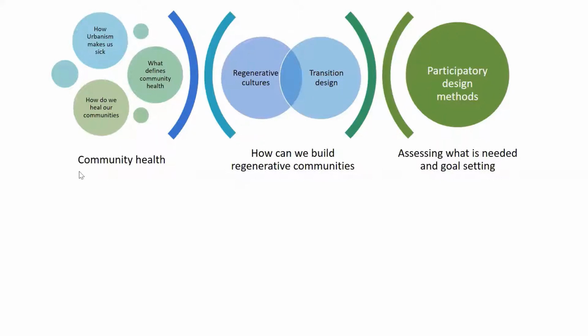goal setting. So for community health, we will be looking at how urbanism makes us sick, what defines a healthy community, and then how we heal our communities. After that, we will be moving on to regenerative cultures and how we can build regenerative cultures. Then how we can move on to something called participatory design, using the concept of transition design. And this is something that you are going to use in your final assessment or activity for this tier.